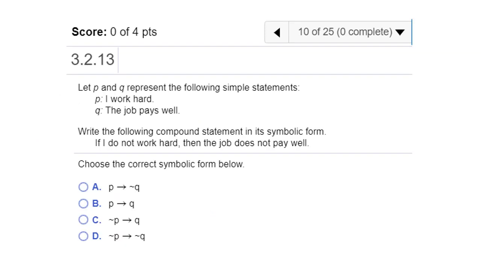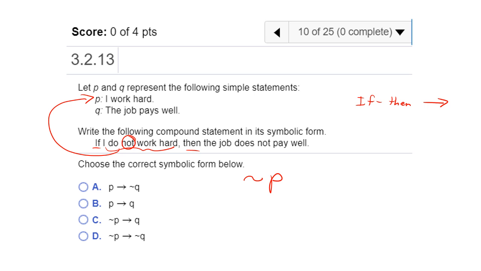In question 10, it is an if-then statement. If-then always has a one-sided arrow. So it could be any of the 4 choices that are given, but it has to be in a certain order. The first part of the if given was, if I do not work hard. I do work hard is P. I do not work hard would be not P.